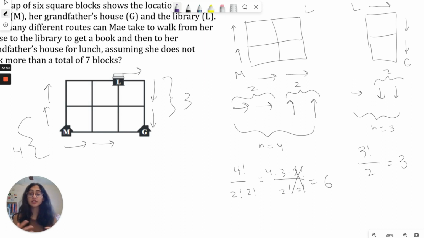So to find the number of total ways, we're basically just going to multiply all the possible ways to go from M to L and then from L to G. That's going to be 6 times 3, which is equal to 18 different routes May can take to go from her house to the library to her grandpa's house.